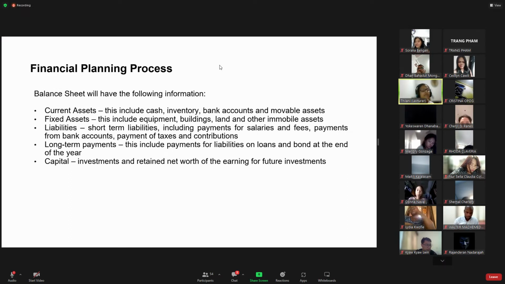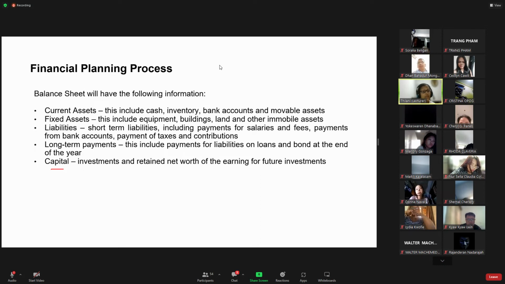These are the information that you will generally see in a balance sheet. You will see current assets. You can see fixed assets. You will see liabilities. What are liabilities? Short-term liabilities, payments for salaries and fees, and maybe payments from bank accounts, payments of taxes, all of that. You will also have long-term payments, like payments for liabilities on loans or maybe bonds at the end of the year. It will also include capital investments and retained earnings for future investments.